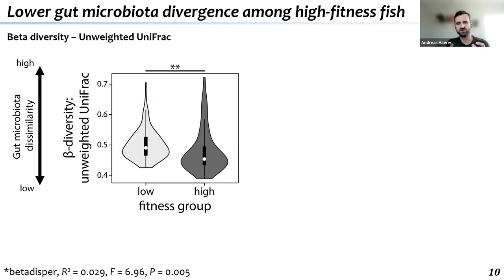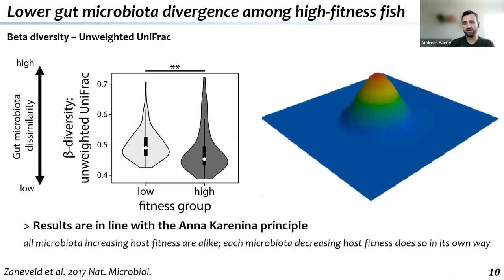So again, if you remember, beta diversity is a measure of comparisons between two individuals. And what we did here, we only limited our tests to comparisons within the low fitness group and within the high fitness group. So it gives you a measure of how dissimilar fish from each fitness group are compared to each other. Now, what we see is that the high fitness fish have a lower beta diversity. So that means that the microbiota of those fish are more similar to each other. And again, going back to this Anna Karenina principle, our results are in line with it.